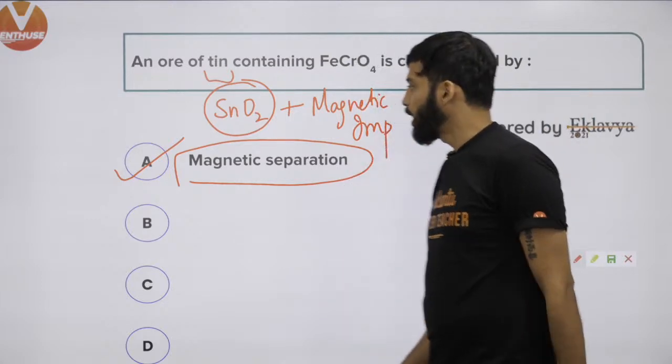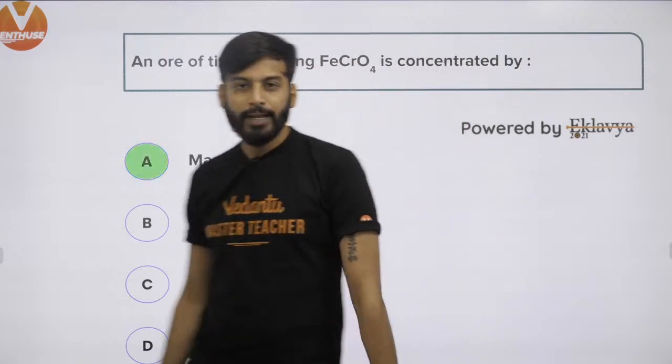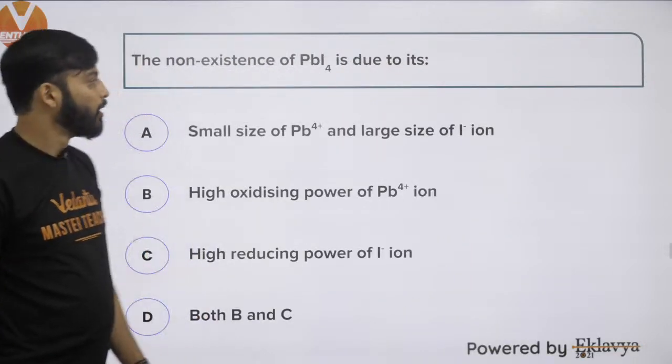Right? Let's move ahead. Chromium here is also magnetic. Let's move ahead, beta. Next up, this one.